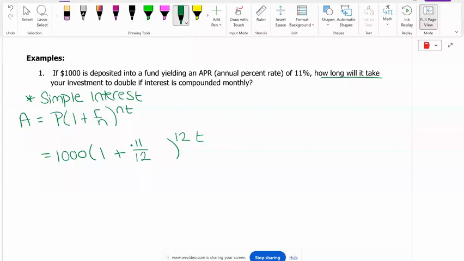Now if I'm solving for t, I need to know what A is. A is our amount at the end. So our principal plus the interest that it's earned. So it's saying we want our investment to double. So if my original was 1,000, if I want it to double, what is that going to be? 2,000 on this side.